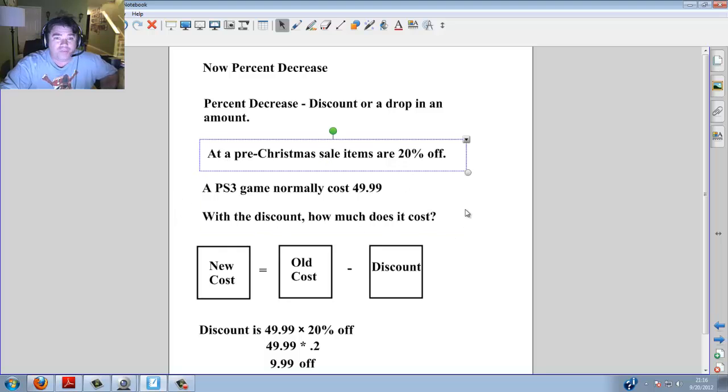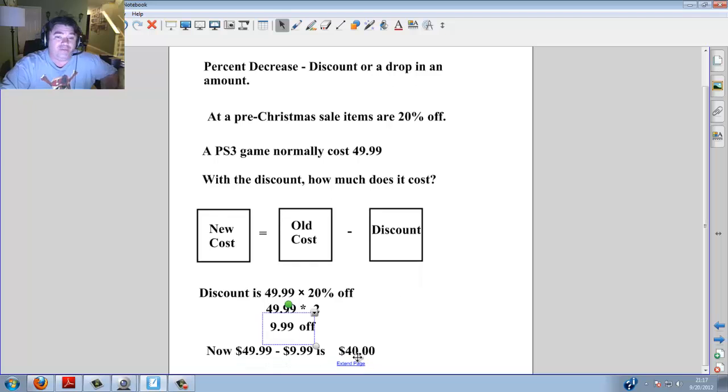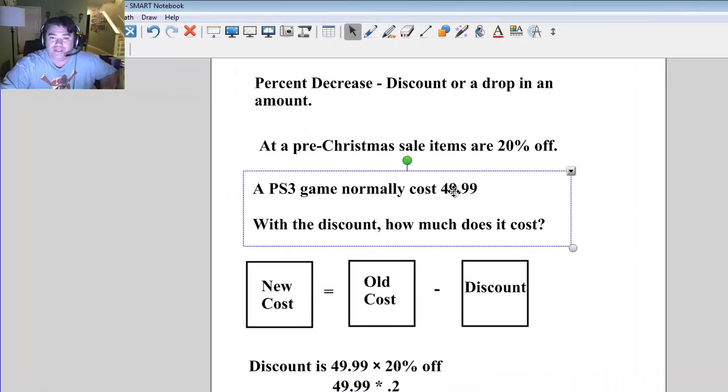Line it up like before. The only difference is, instead of a plus, you're going to have a minus. So we'll put $49.99. To find the discount, we're going to take 20% and make it 0.2. Take 0.2 times the $49.99. See what I get down here. You get $9.99 off. Well, take $49.99 minus the $9.99, and you're left with $40. So you're going to walk out of the store paying only $40.